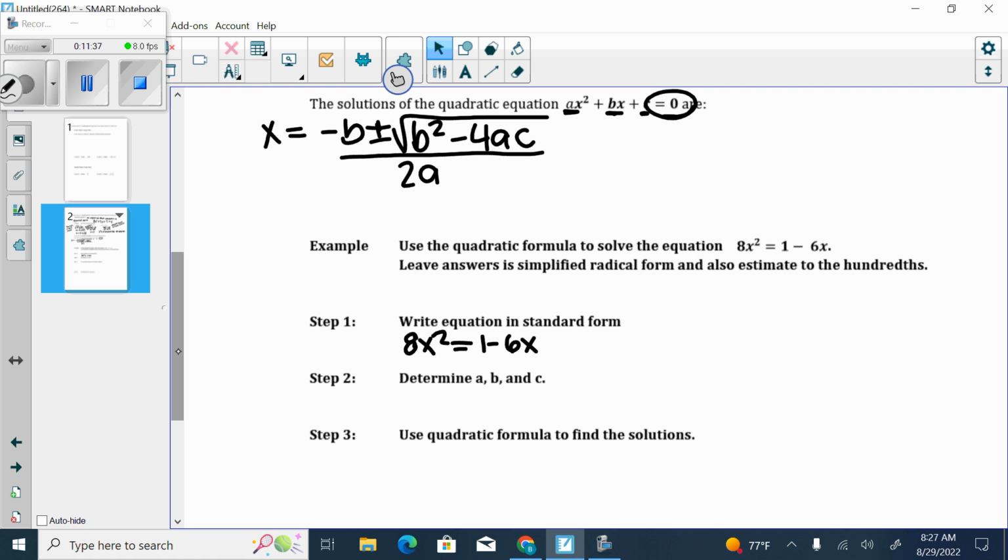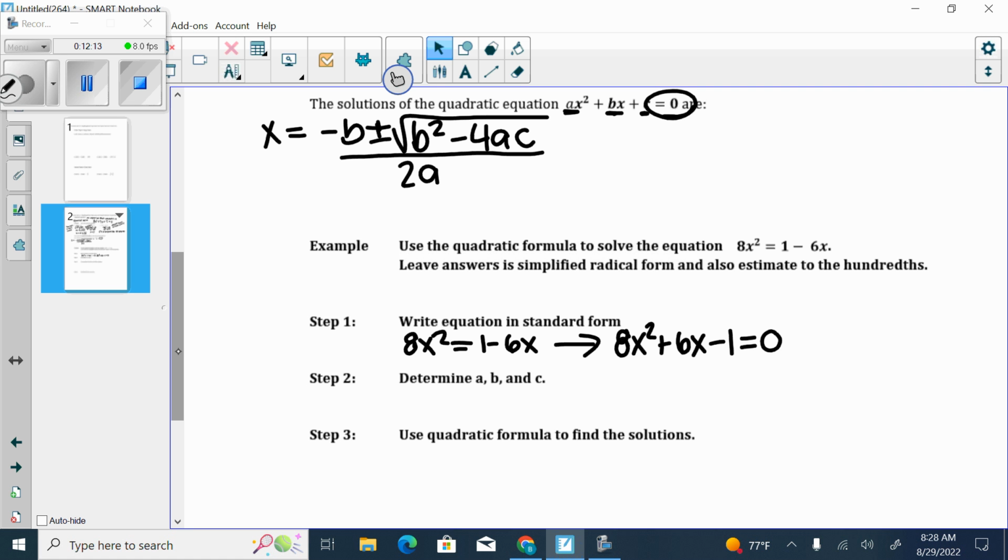Right. So this new equation, when rewritten in standard form, would read 8x squared plus 6x minus 1 equals 0, right? And we do want to try and keep it in order of descending order for our exponents, just so that way we know which one's the a, b, and c. We don't make any mistakes there, okay? So then they ask us to determine which coefficients are representing the terms a, b, and c.